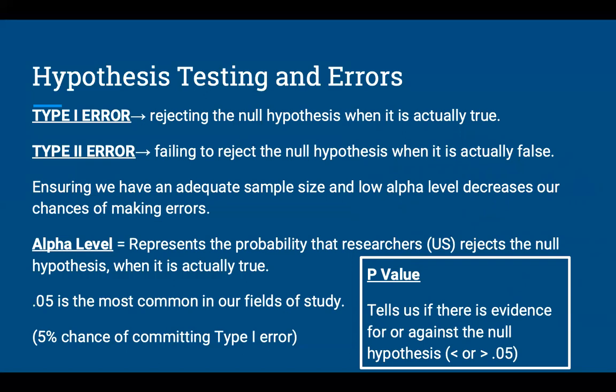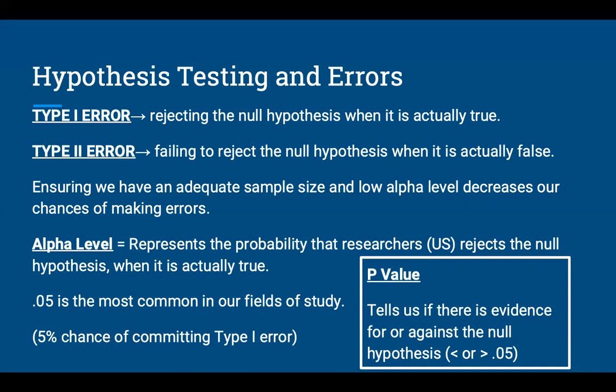Now, why is this interaction of errors important in hypothesis testing? Well, if we want to limit the amount of errors we make and the types of errors we make, we have to make sure that when we're doing our research design, we've got an adequate sample size and we make sure we set our alpha level low enough to avoid these chances of making errors.